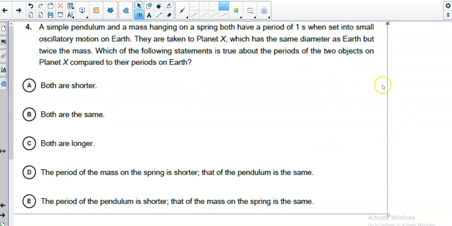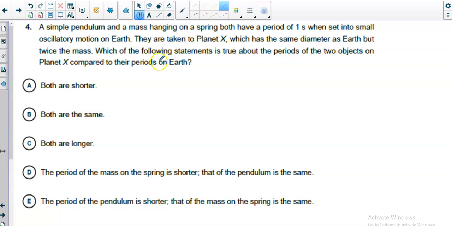Simple pendulum and a mass hanging on a spring. There's two of them. Both have a period of 1 second when set into small oscillatory motion on Earth. They're taken to planet X, which has the same diameter as Earth, but twice the mass.